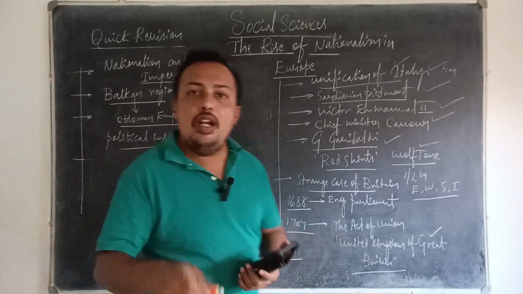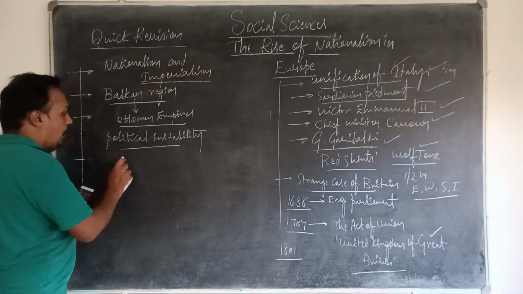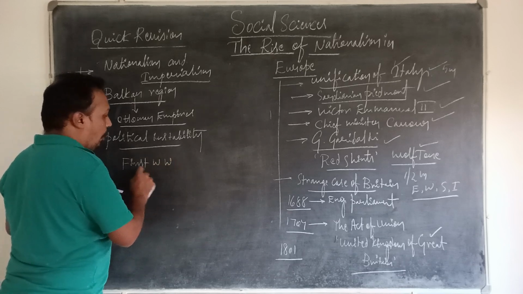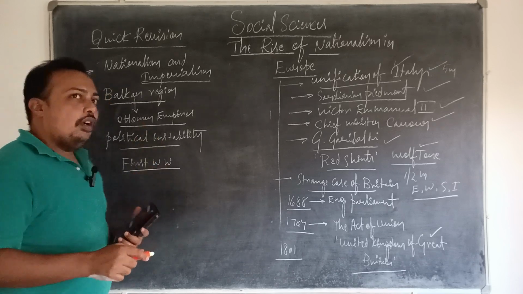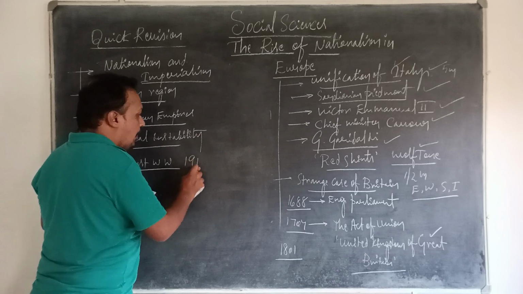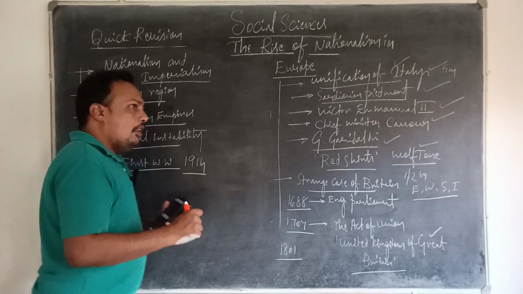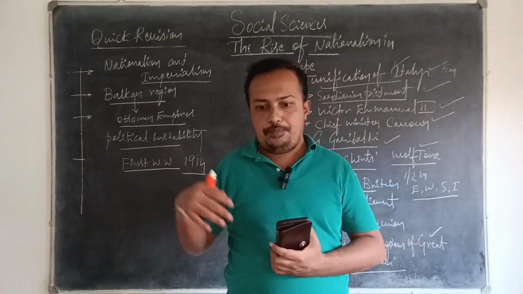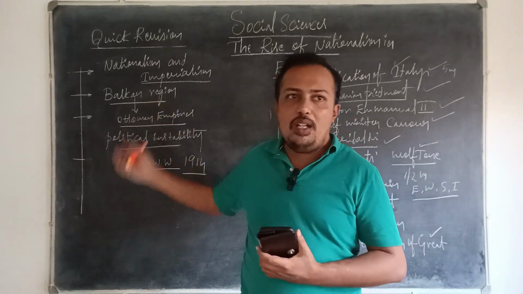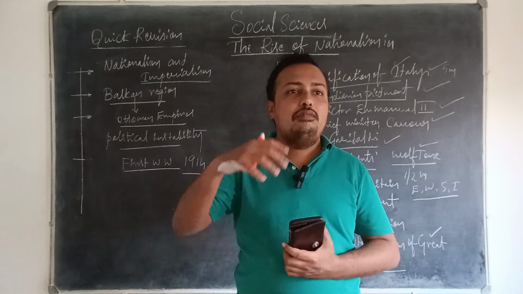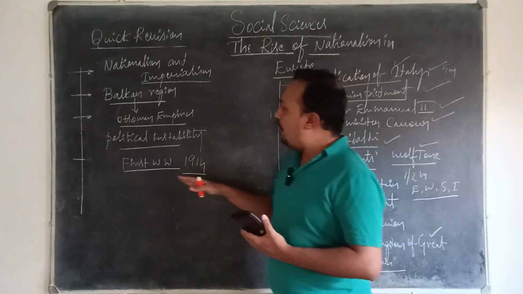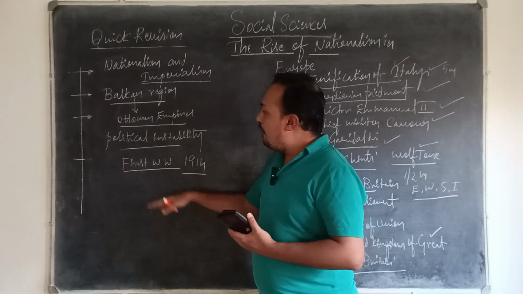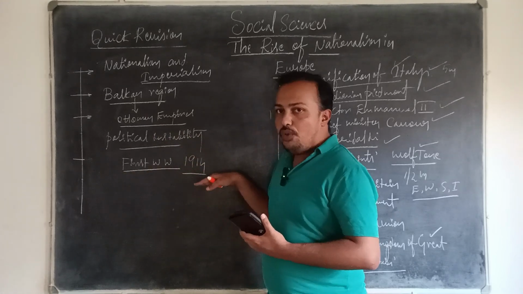Ultimately, the engagement of these major powers in the Balkan region to expand their imperialistic policy led to what? It led to the First World War. When the First World War took place in 1914, anti-imperialistic movements also started due to the crisis of the Balkan region. This engaging of the European powers to take advantage of political instability led to the First World War in 1914.